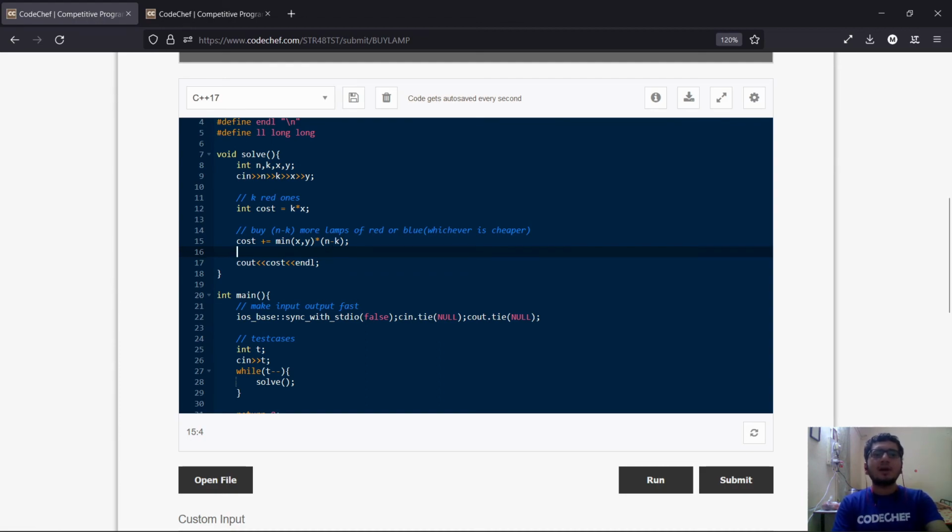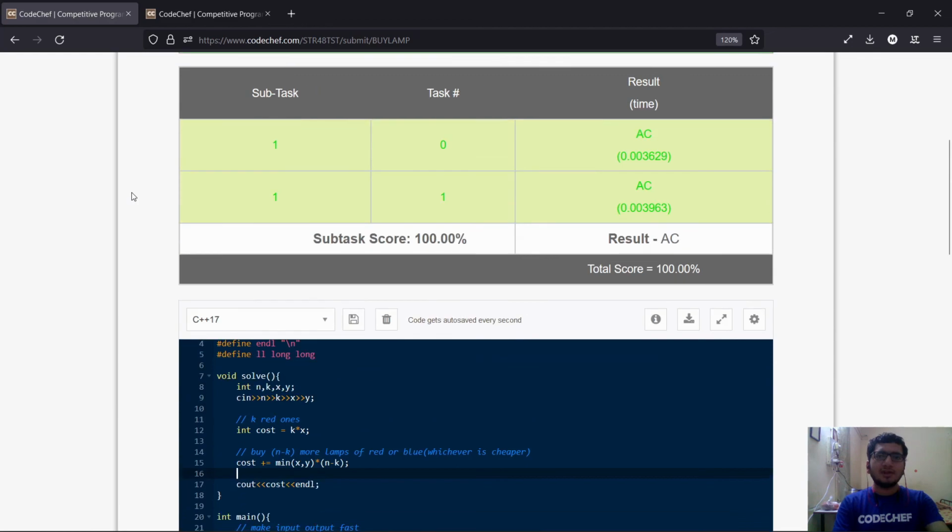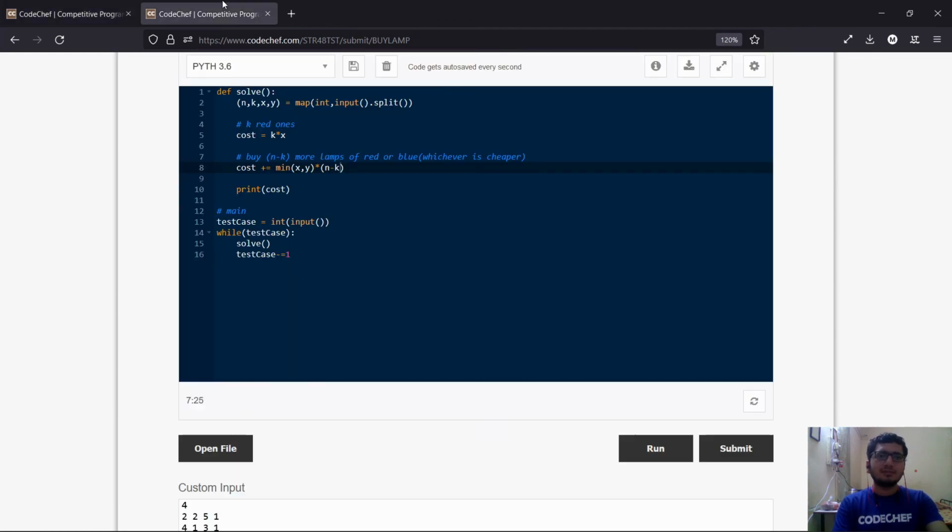So we are going to buy n minus k lamps, but at what cost? We can buy either red or blue, so we'll buy whichever one is cheaper. We can simply say minimum of x comma y multiplied by n minus k. We'll add that to our cost and simply print it. This is the simple C++ code, and as you can see, I have got an AC.